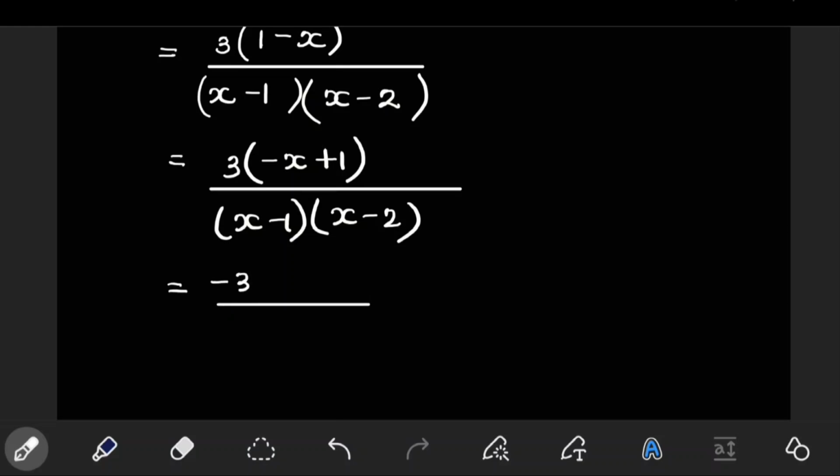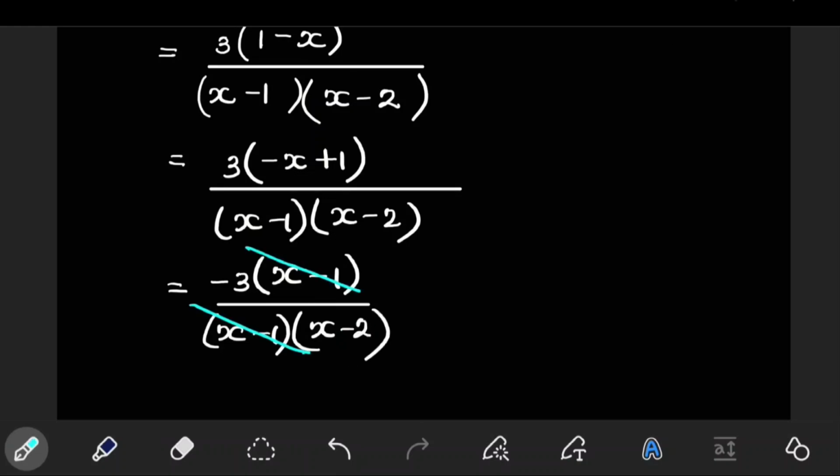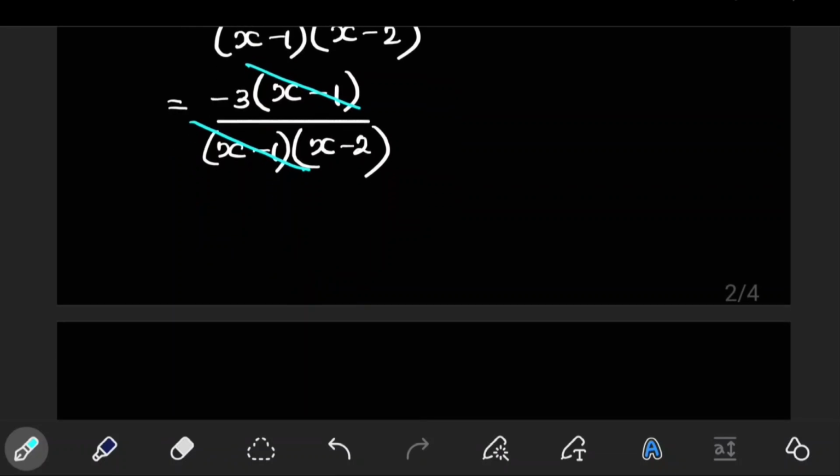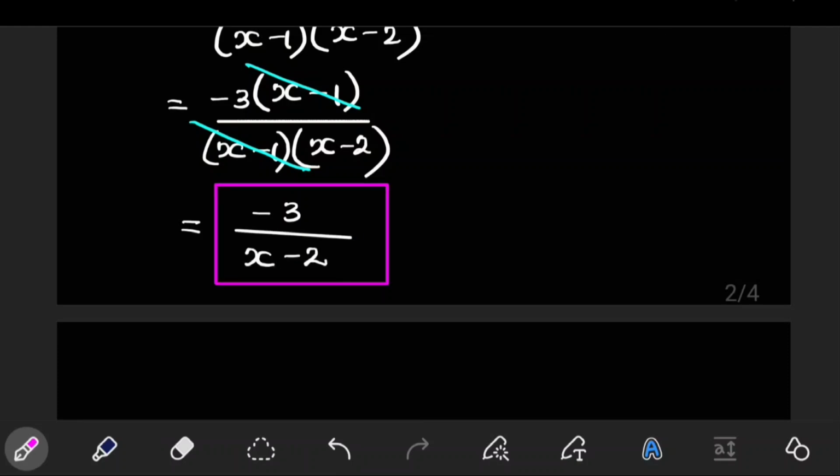So let's pull out that negative. It's going to go in front of the 3, making it negative 3. And in the bracket, we'll be left with x minus 1. Now, what was the significance of this? We got it to be x minus 1 so that it could cancel out with the x minus 1 from the bottom. Now what we're left with is negative 3 in the numerator, and in the denominator, x minus 2, which is our final answer.